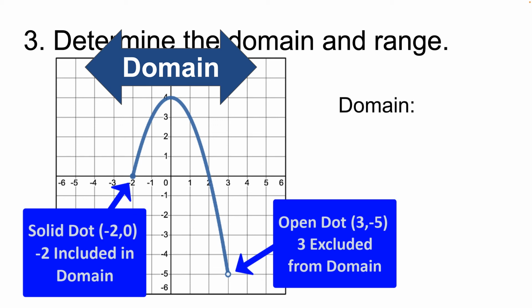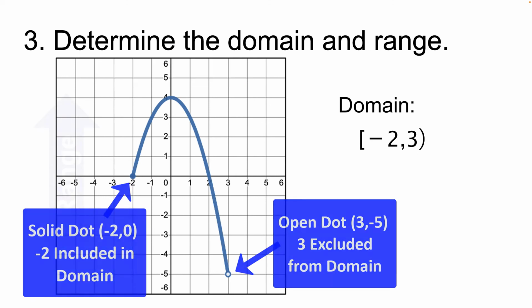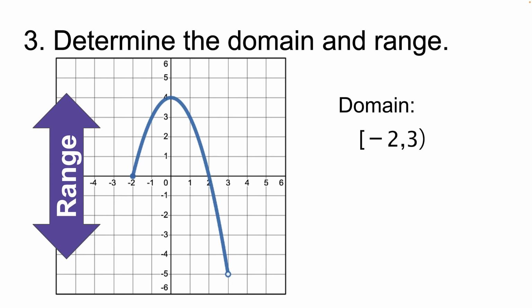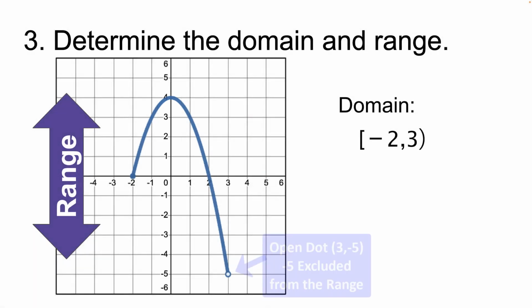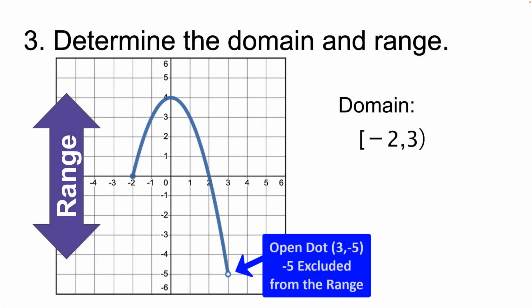So the domain for this function will be everything between negative 2 and 3, including negative 2 with the square bracket, and excluding 3 with a round parenthesis. To find the range, we're looking for the y values that are used. It looks like the range for this function is everything between negative 5 and 4. Since there is an open dot at the point 3, negative 5, negative 5 is excluded from the range.